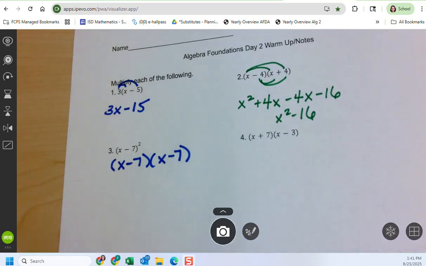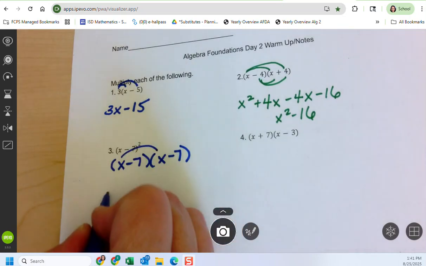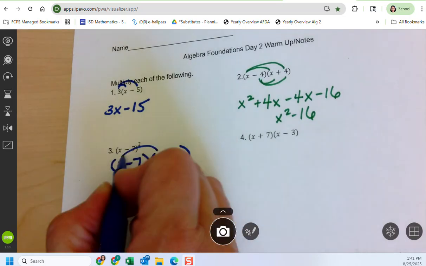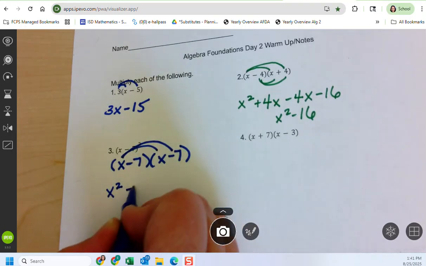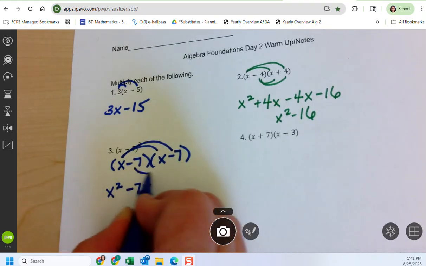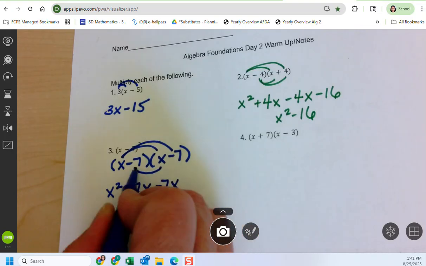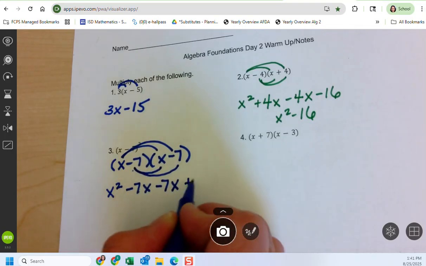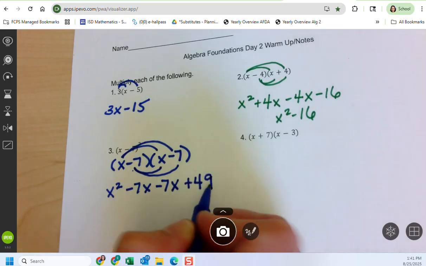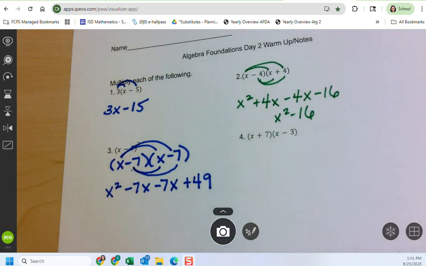So this time when I distribute, I still have x times x is x squared. X times -7 is -7x. Another -7 times x, so another -7x. And then negative times negative is positive 49. What questions do you have on that step?